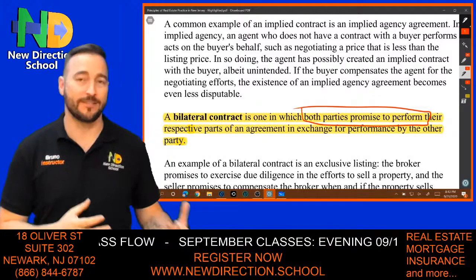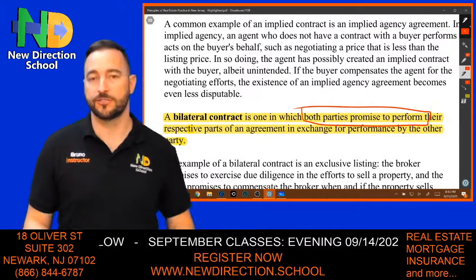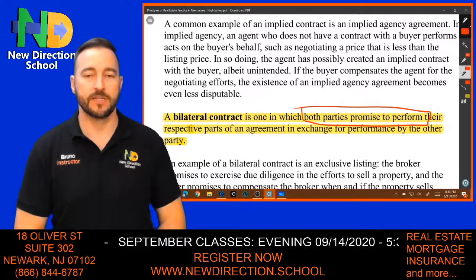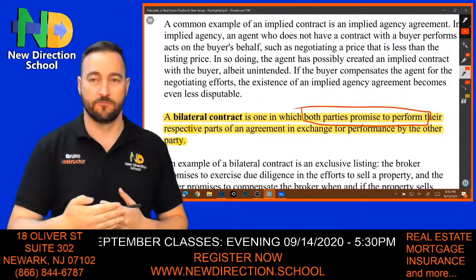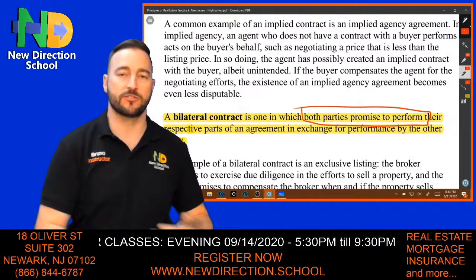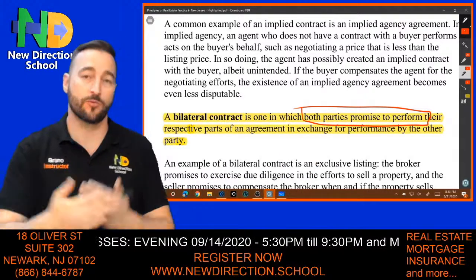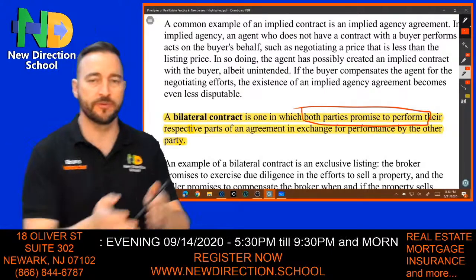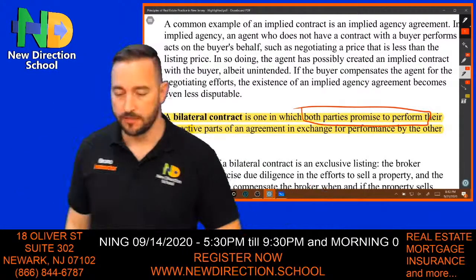Right? On my end, I must make sure that all the mortgages and liens are paid off. That's my part. That's your part, right? So as the contract proceeds all the way to closing, there are steps that I have to do, steps you have to do, and we promise that we'll do it before we reach the end. So that's a bilateral agreement.